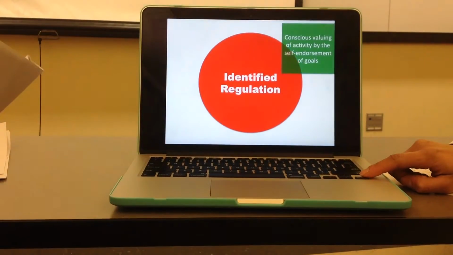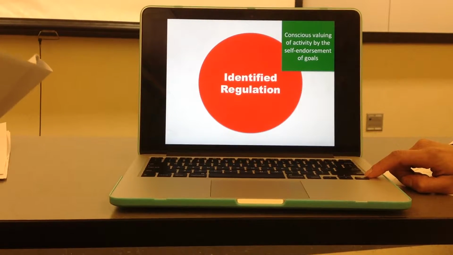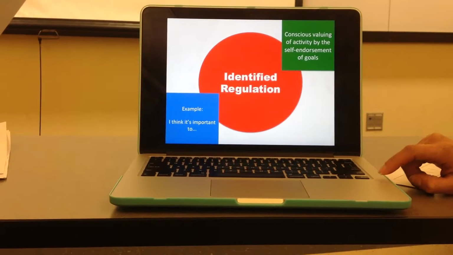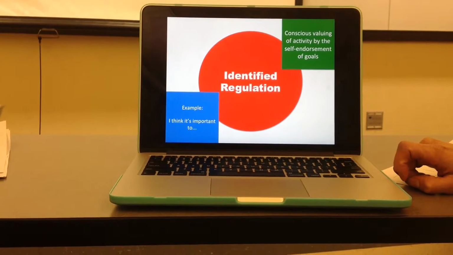The next type is identified regulation. It is defined as the motivation due to conscious valuing of activity by self-endorsement of goals. An example is, I think it's important to do my homework because it is beneficial to me and my grade. An additional example would be, they are doing the homework because they know it is assigned and because they want to.